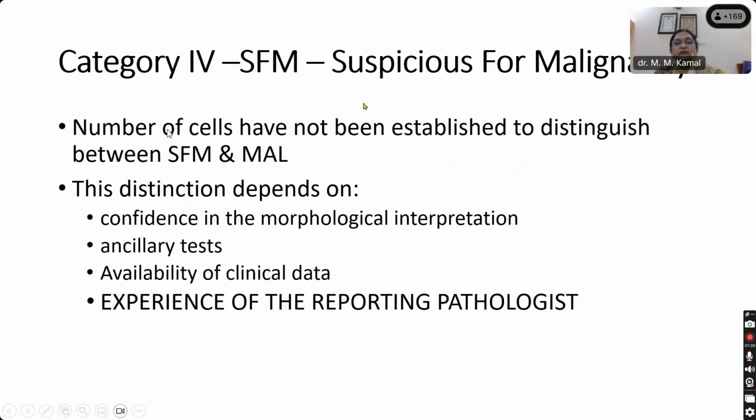It has been made very clear that when you have only mucoid material, that also cannot be given as positive. Or if you have mucoid material with such entrapped benign to slightly atypical cells, you still have the category of suspicious for malignancy, which is category 4 of the TIS classification. If you are very confident that you can call it suspicious for malignancy or maybe malignant, then it really requires good confidence in the morphological interpretation plus ancillary testing and the availability of the clinical data. Radiological findings are also very important, and of course the experience of the reporting pathologist, because there will be therapeutic implications to your report.